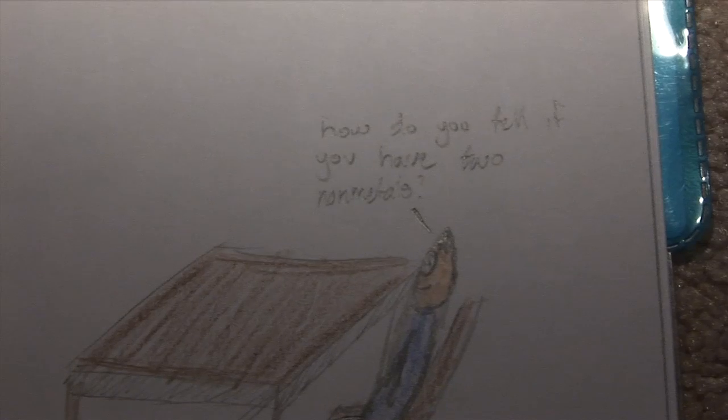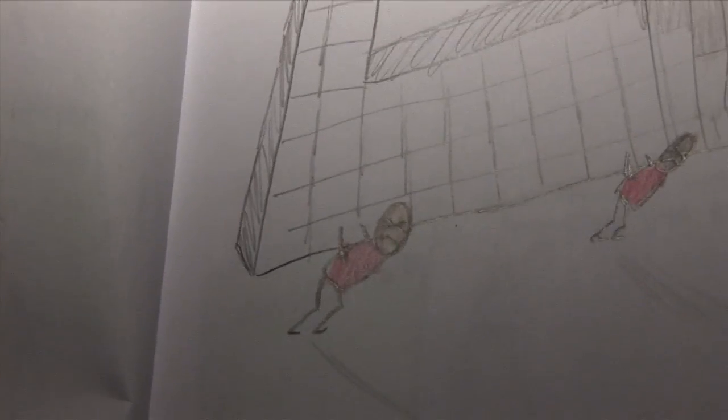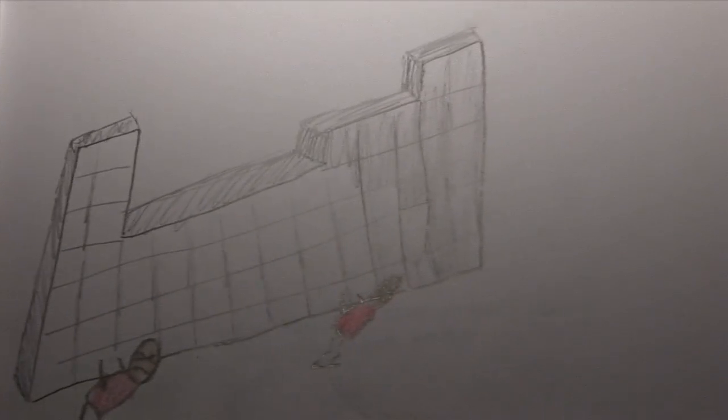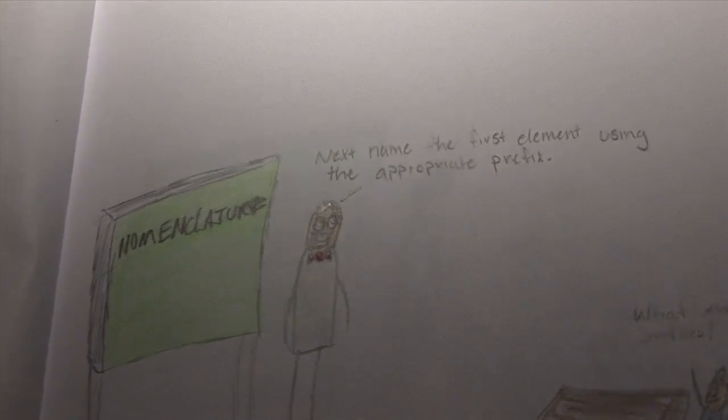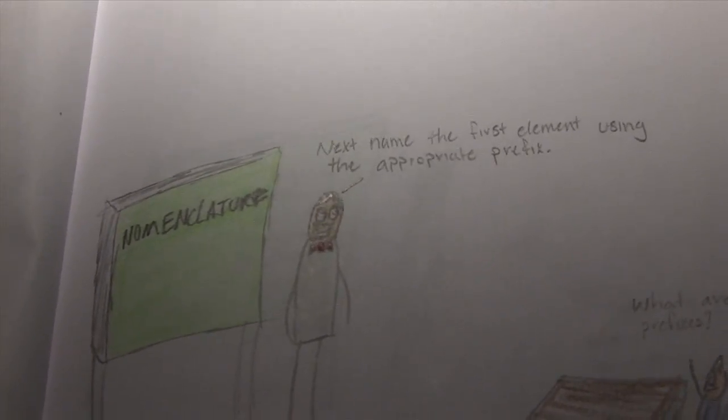First, binary molecular compounds are made of two nonmetals. Bring in the periodic table. How do you tell if you have two nonmetals? The shaded region are the nonmetals. Very interesting. Next, name the first element using the appropriate prefix.